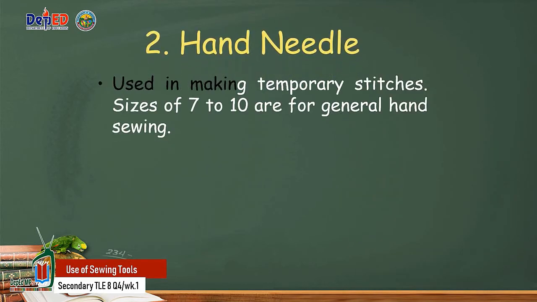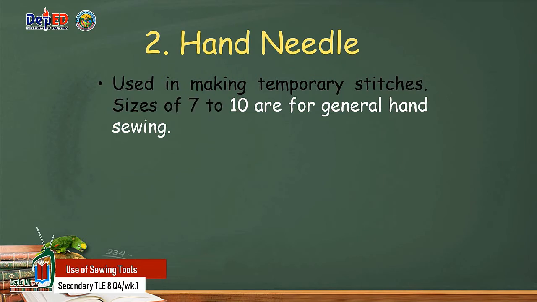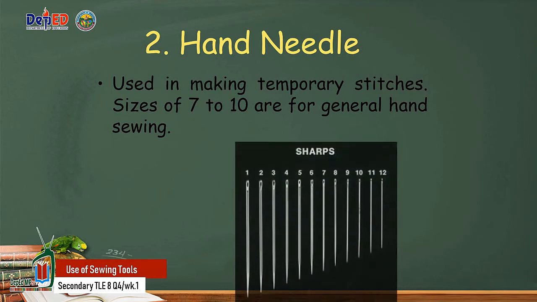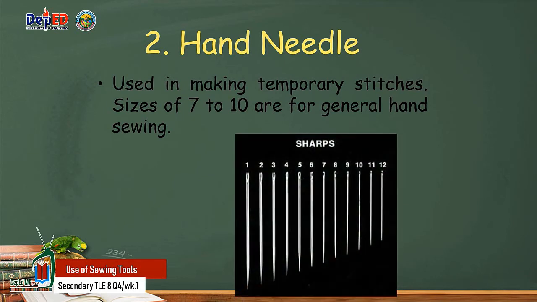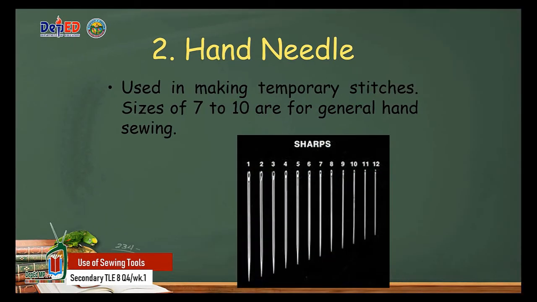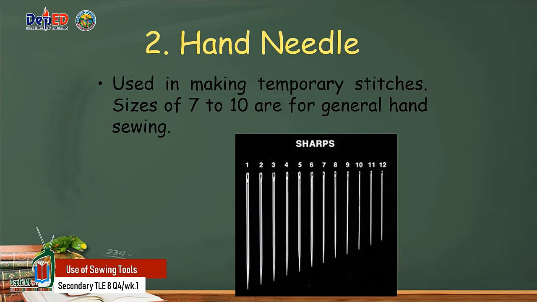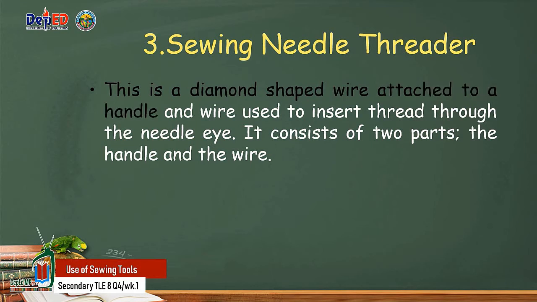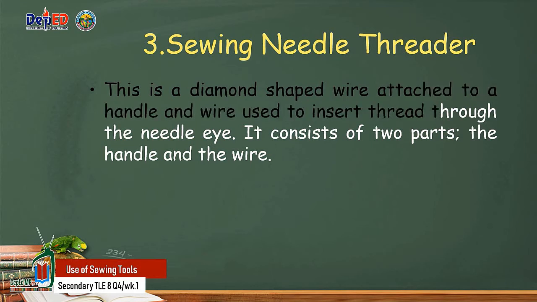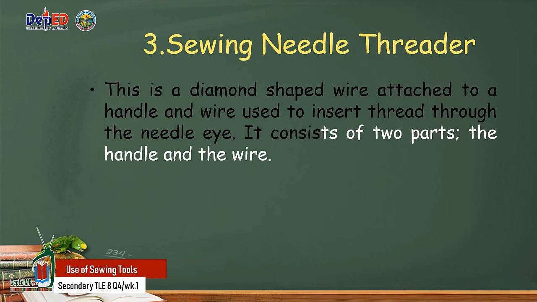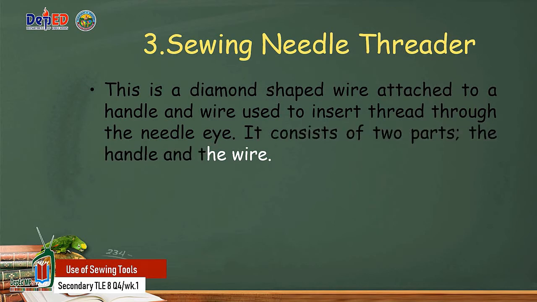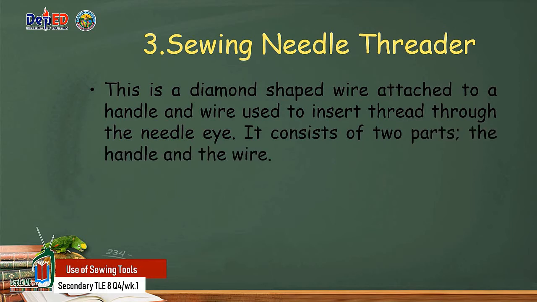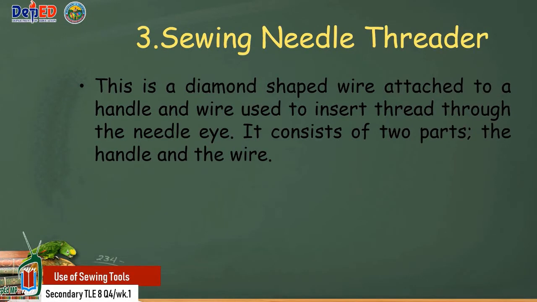Number 2. Hand needle. These are available in different sizes and used for temporary stitches, hemming, and other sewing purposes. Sizes are available 7 to 10 cm. Number 3. Sewing needle threader. This is a diamond-shaped wire attached to a handle and a wire used to insert thread through the needle eye. It consists of two parts, the handle and the wire.